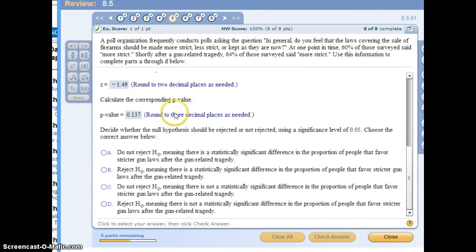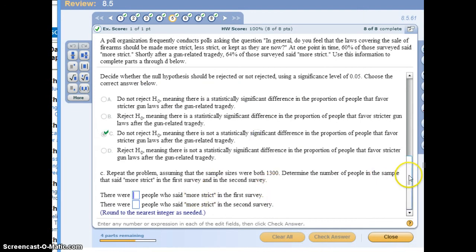To compare the p-value with the significance level of 0.05, the p-value we got here is higher, so we do not reject the null hypothesis, meaning that there is not a statistically significant difference in the proportion of people that favor stricter gun laws after the gun-related tragedy.